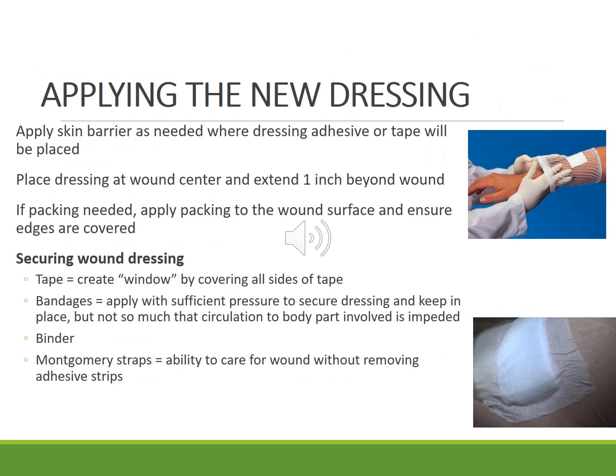Once we've cleansed that wound, we're going to apply a new dressing. Sometimes it's important that we apply a skin barrier as needed where a dressing has adhesive or tape. This is a barrier that we would spray down before we would place that tape, just to protect that skin. We're going to place that dressing in the center of the wound, and it should extend about 1 inch beyond the wound. If packing is needed, we're going to apply the packing to the wound surface and ensure that edges are covered. When we're securing our dressing, we're going to use tape to create a window by covering all the sides of that dressing with the tape.